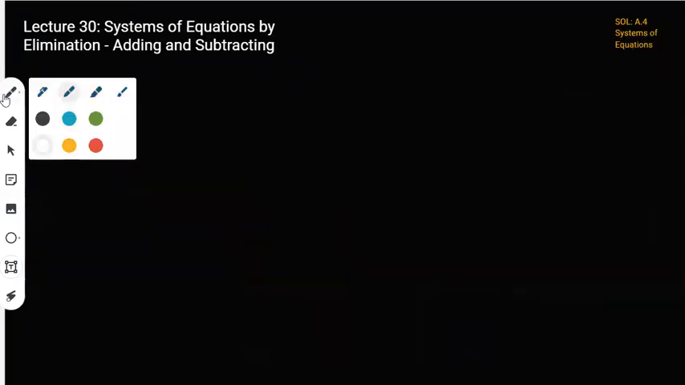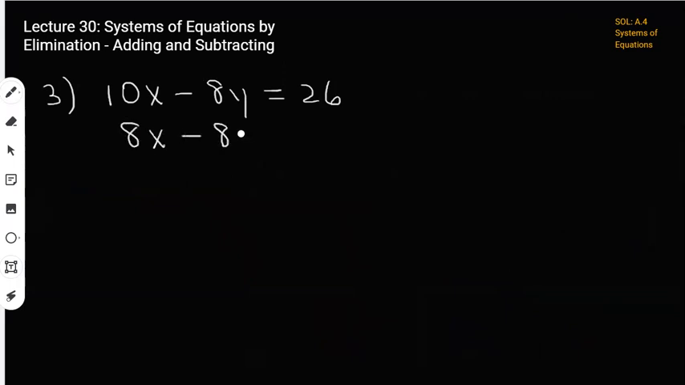Let's try number 3. For number 3, they give me 10x minus 8y is 26. And for my bottom equation, they give me 8x minus 8y is equal to 24.